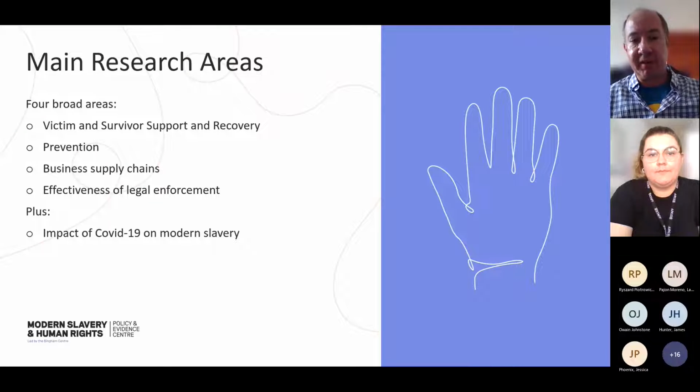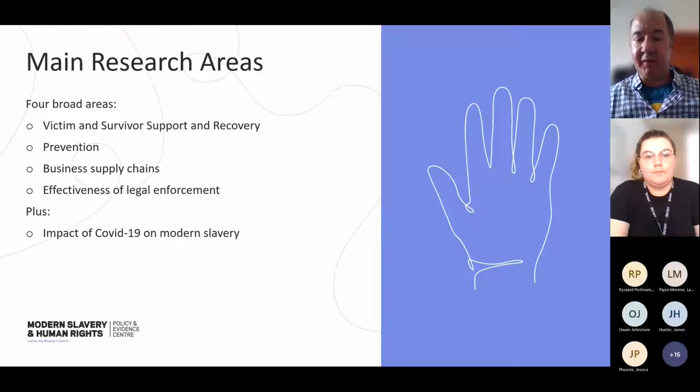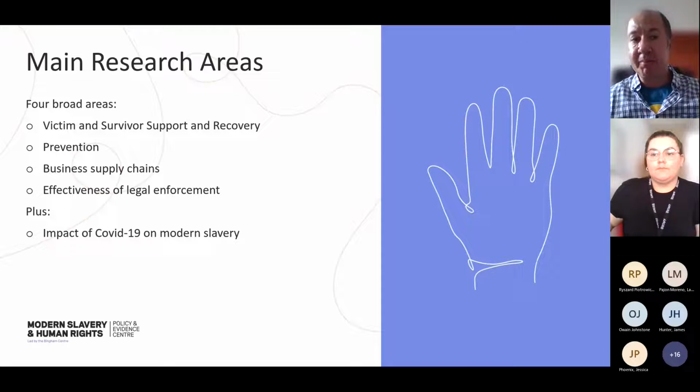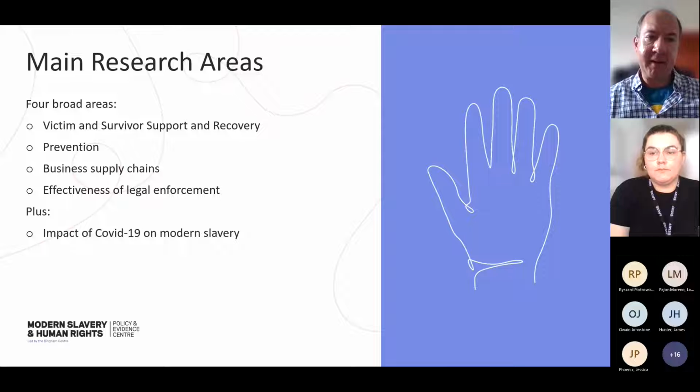So we have 4 main research areas: victim and survivor support, prevention, supply chains, and legal enforcement. But we are flexible and we look at emerging and urgent needs for research. So that could be, for example, the pandemic, where we funded 11 projects looking at the links between COVID-19 and modern slavery. But it could also mean new and emerging issues and challenges that are always happening in this area.